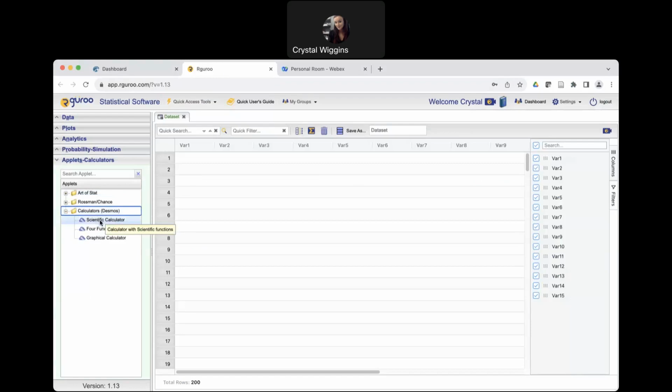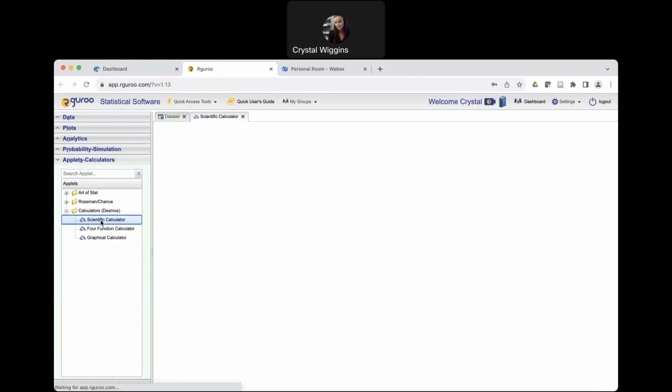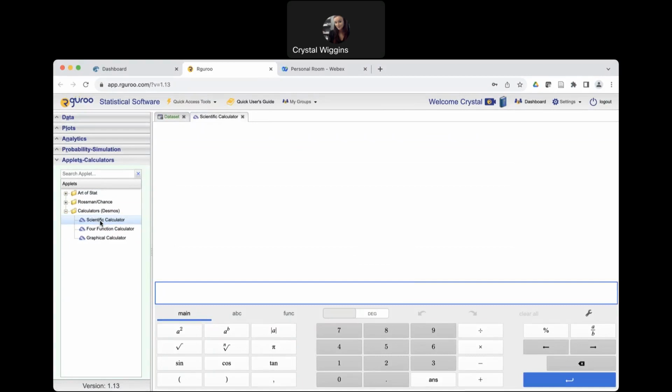I do highly recommend that you use the Desmos calculator right here inside of our Rguroo so that you can copy and paste what comes out. Usually it's a lot of decimal places, and we never want to over-round prior to our final answer. It could cause our decimal places to be off by just enough where Hawks will tell us we're wrong.